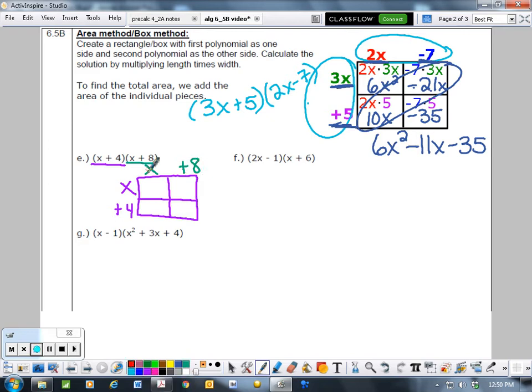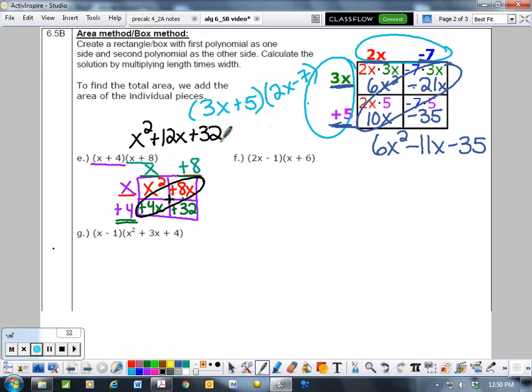So x times x, x squared. X times 8, positive 8x. And then I'll move down one. So 4 times x, positive 4x. And then 4 times 8 is 32. Again, on that diagonal is going to be those like terms that we're going to combine. In fact, it's got this little plus here conveniently for us to show us that's what we're combining. So our answer would look like x squared, 4x plus 8x gives us 12x, and then plus 32.